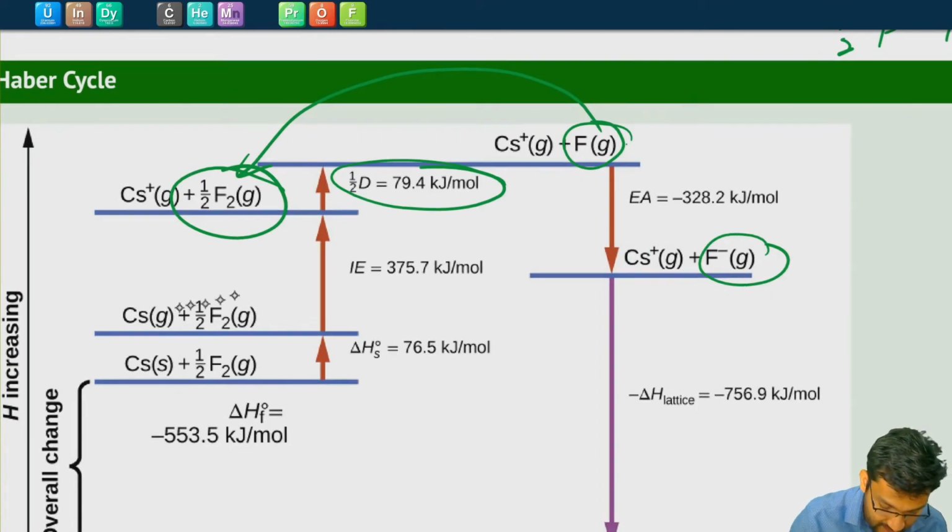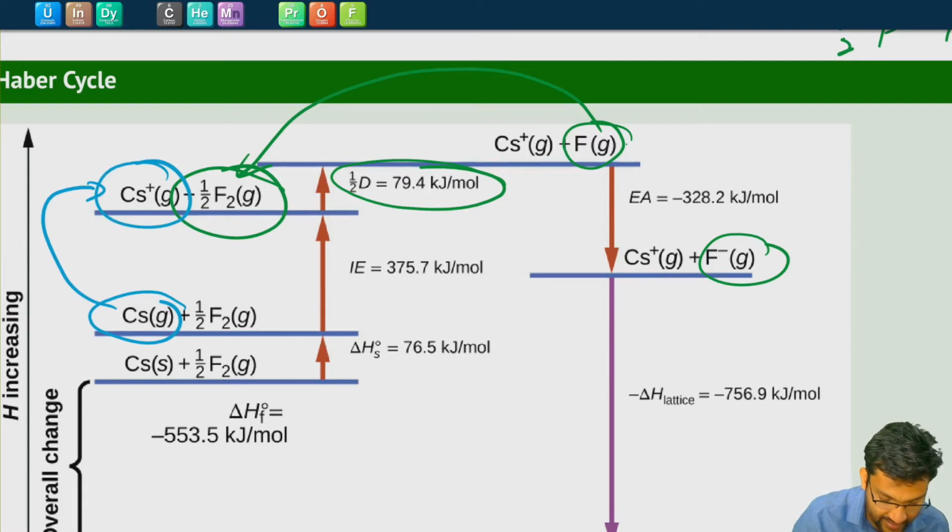Okay, let's look at the next step. In this forward step, we went from cesium gas atoms to cesium gas ions. So the reverse step is going to be going from ions to gas atoms.